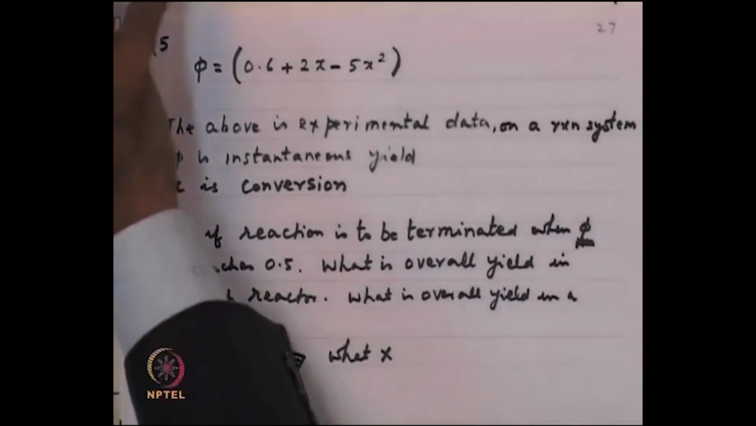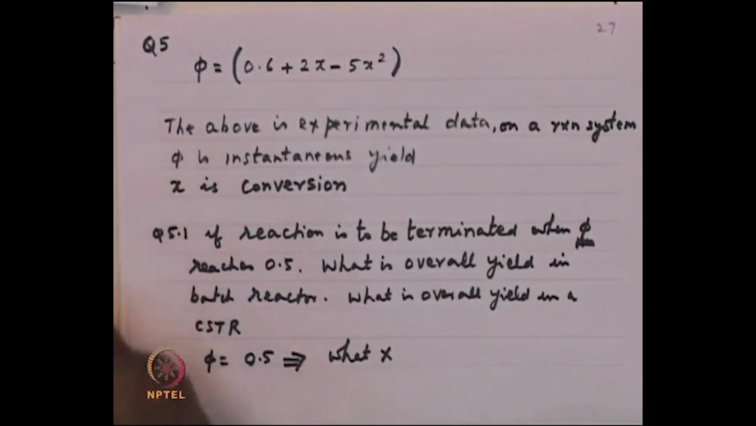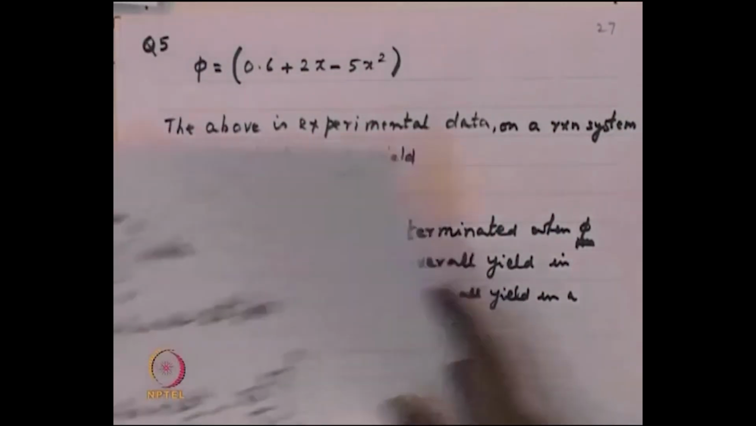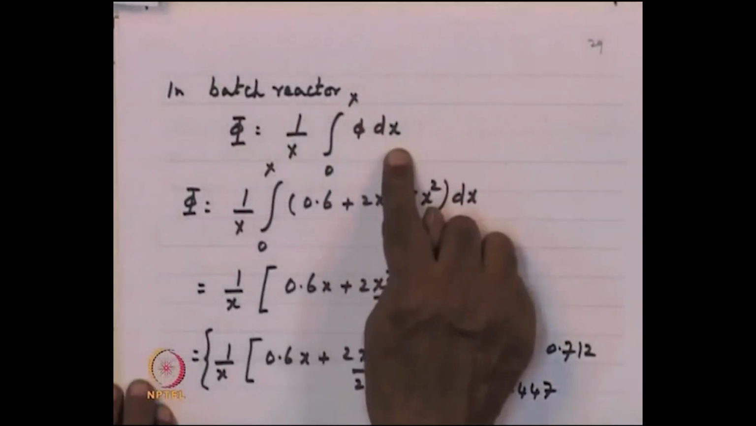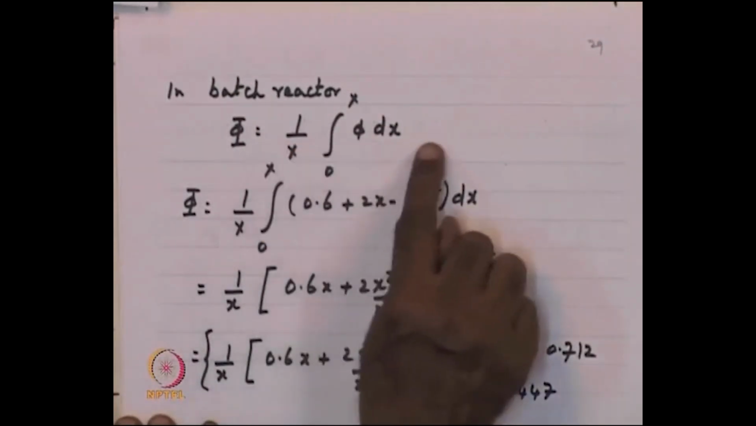So, how do you find the overall yield? We find overall yield by the same expression that we have derived. Overall yield is 1 by x, integral 0 to x, phi dx. Is this all right, what we are saying?